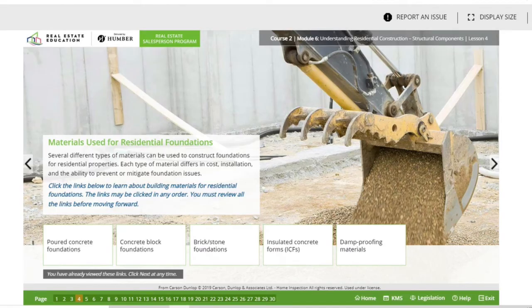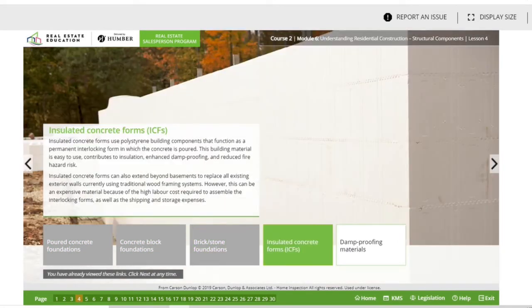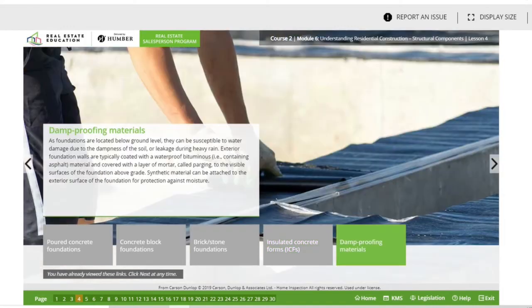Materials used for residential foundations. There's poured concrete, concrete blocks, brick stone foundations, and there's insulated concrete, and there's damp proofing materials.